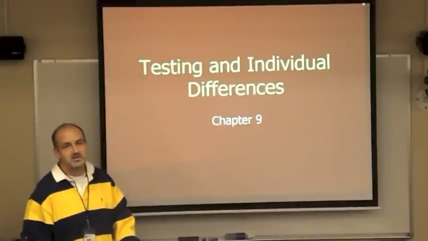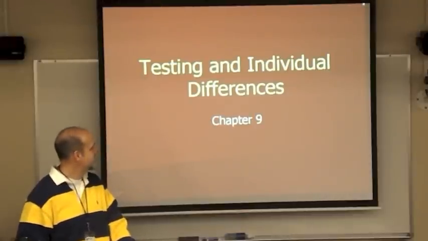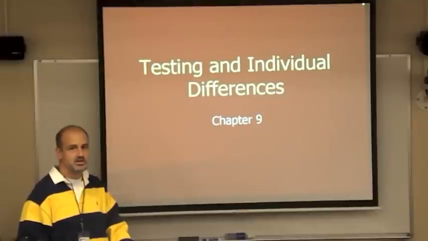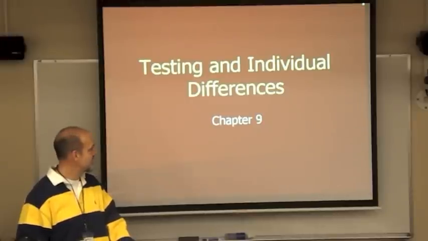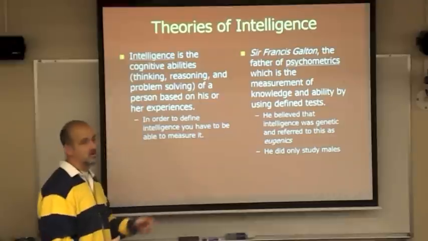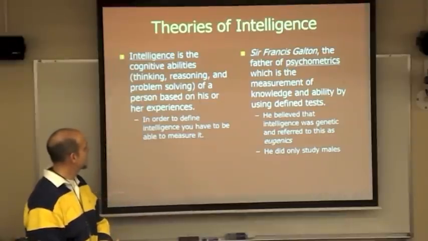Okay, today we're going to talk about Chapter 9, Testing and Individual Differences. This is kind of a continuation of Chapter 4, the Cognition chapter that we just covered. Now, theories of intelligence. In order to first talk about what type of theories are out there, you have to kind of know what intelligence is.